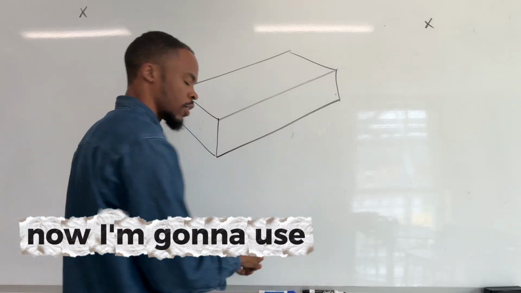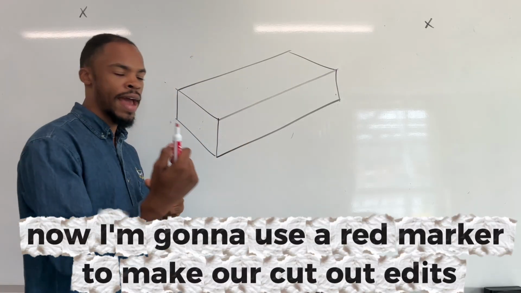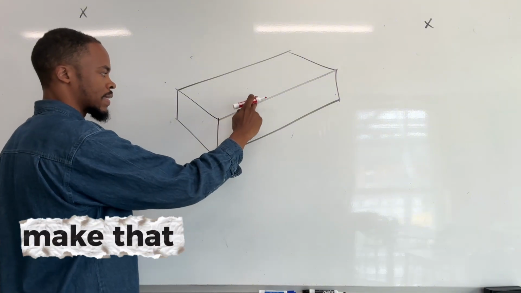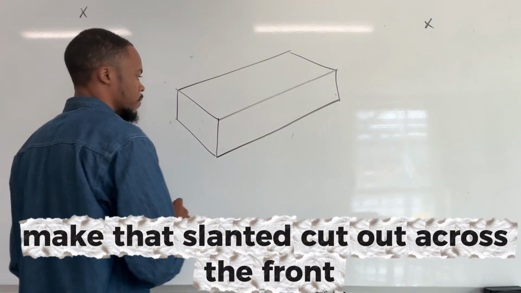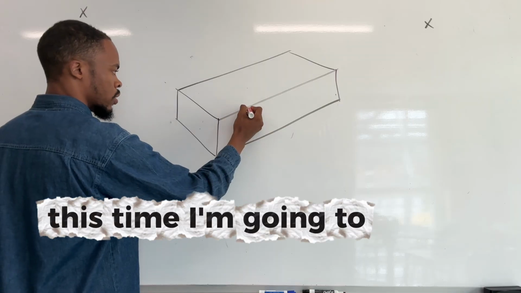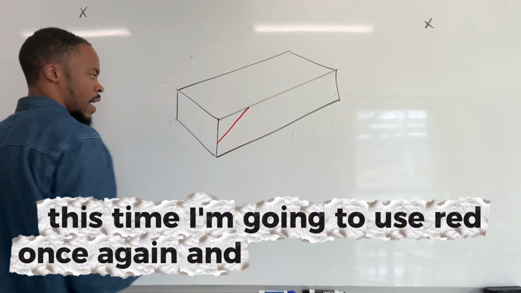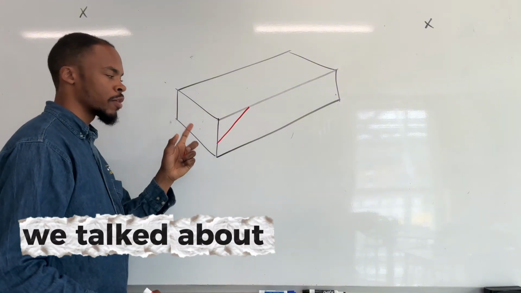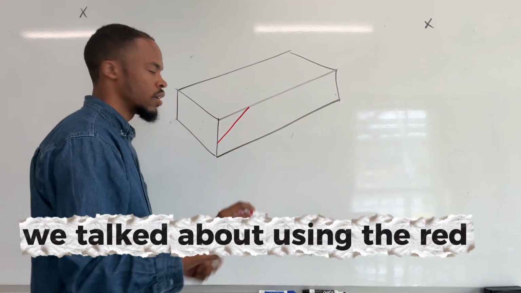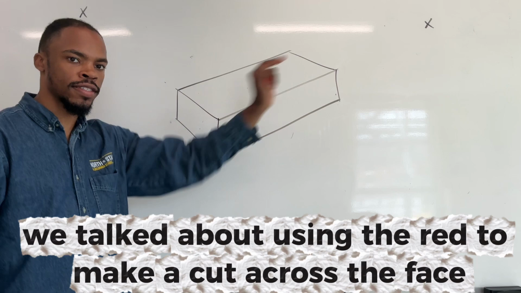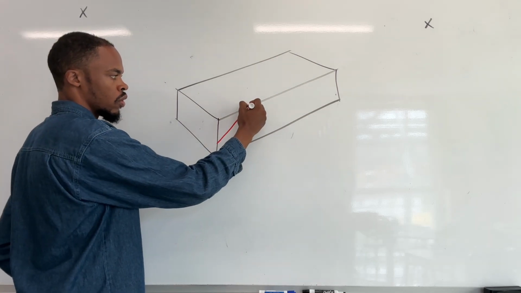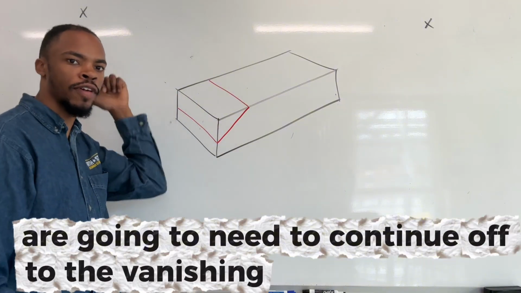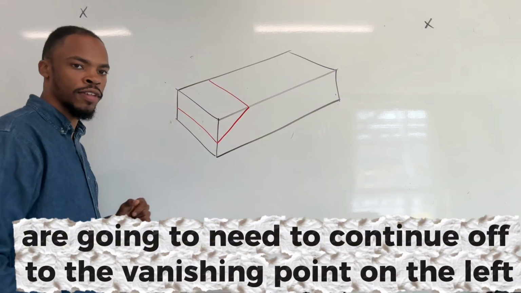Now, I'm going to use a red marker to make our cutout edits. Let's say I wanted to, once again, make that slanted cutout across the front. This time, I'm going to use red, once again, and make my first cutout. Now, in class we talked about using the red to make a cut across the face. Our lines are going to need to continue off to the vanishing point on the left.